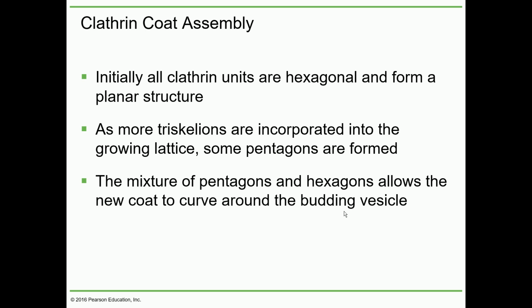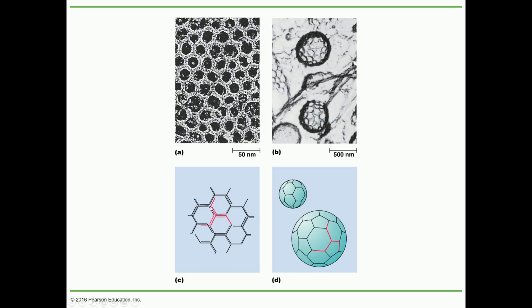So the curvature formed in the vesicle is spherical, and it is all because of the incorporation of pentagons among the hexagons. The mixture of pentagons and hexagons is responsible for forming spherical vesicles. Otherwise, if they are only hexagons, then they are planar structures. So you can see here some are pentagons and some are hexagons, and that is why they have this kind of structure.